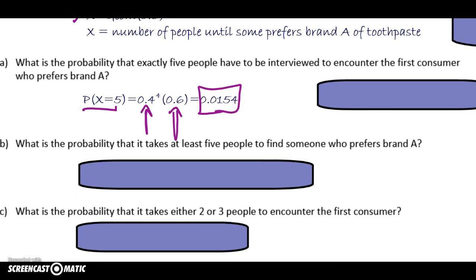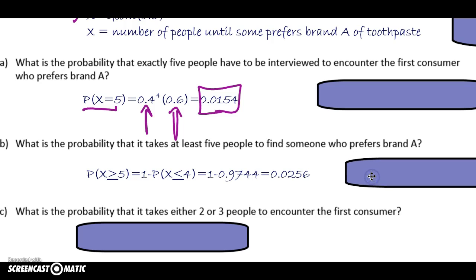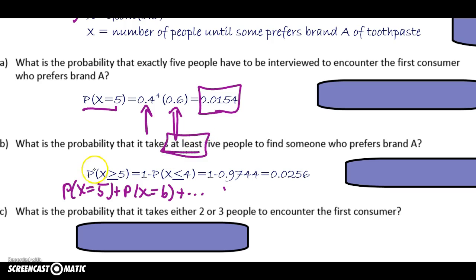What's the probability that it takes at least 5 people to find someone who prefers brand A? Well, at least 5 means that it's going to either happen on the 5th person or more. So meaning the 5th person, the 6th person, maybe even more than that. So whenever we see that at least, remember that we always like to do the opposite. So here, at least 5 means that this is the actual problem that we're trying to solve. The complement is going to be 1 minus.